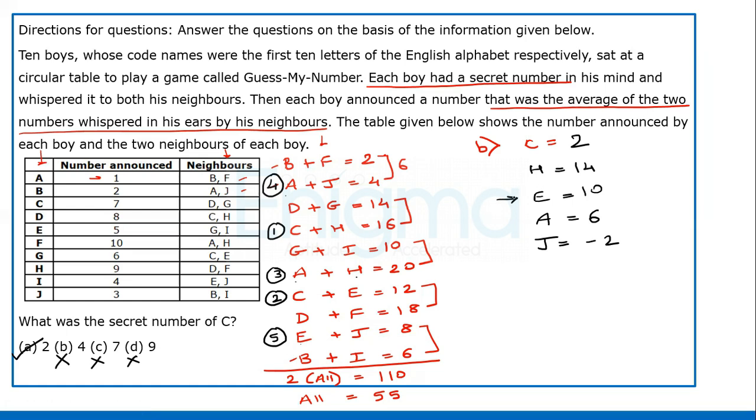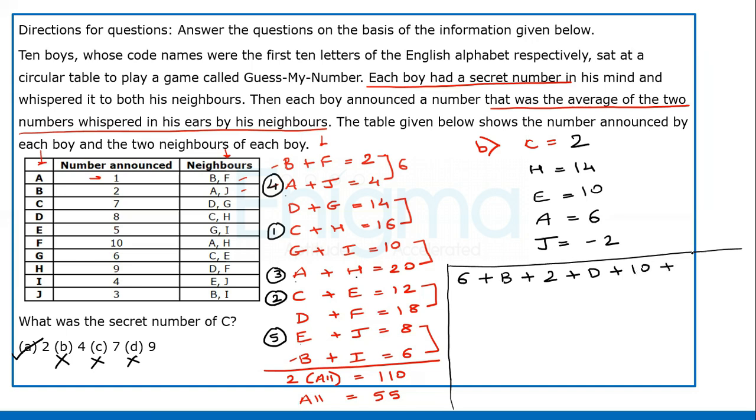Okay. Now, let's form the equation. Now, we have here these numbers. A is there, so 6. B, we don't know. Plus C is 2. Plus D, we don't know. Plus E is 10.